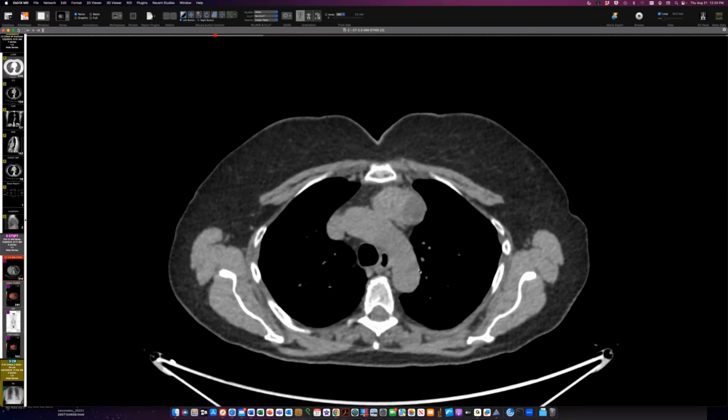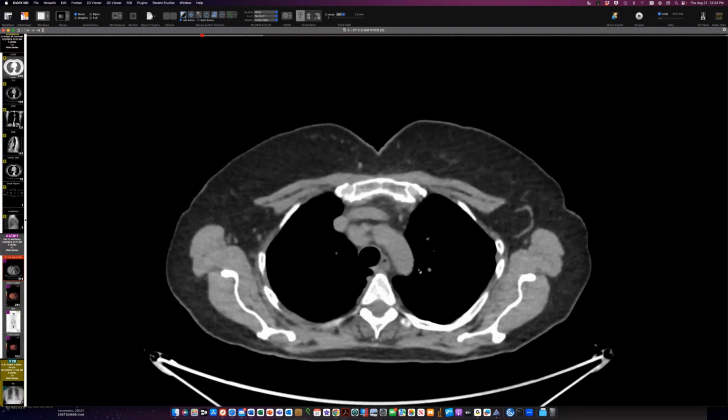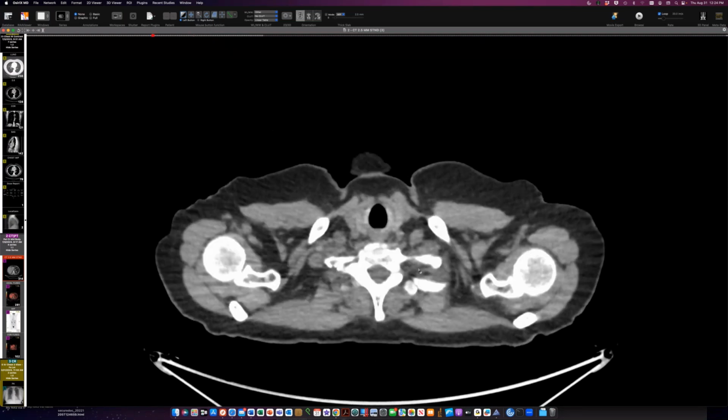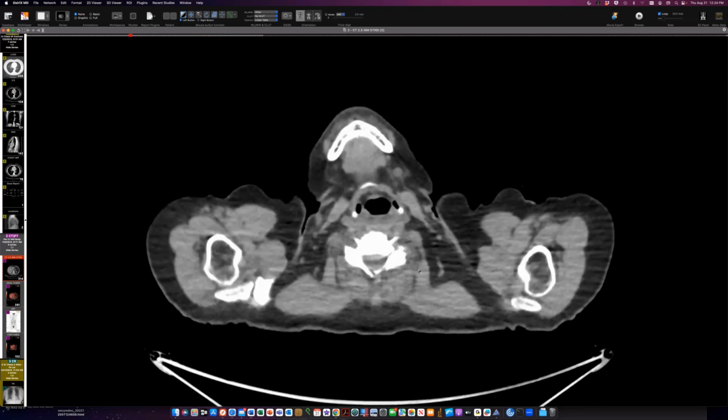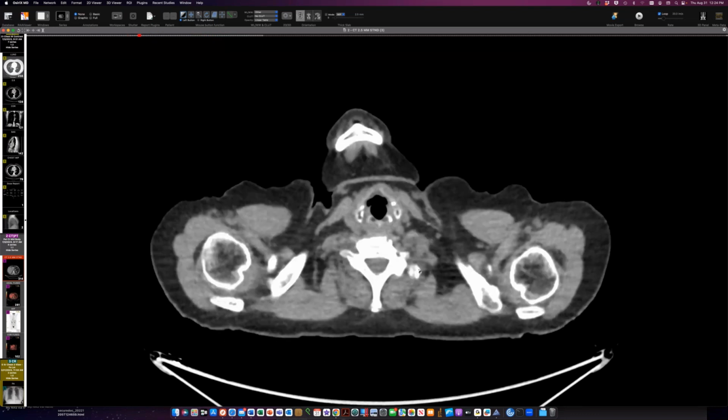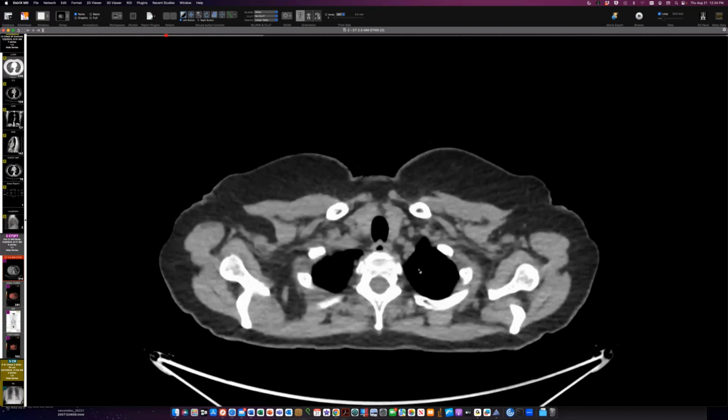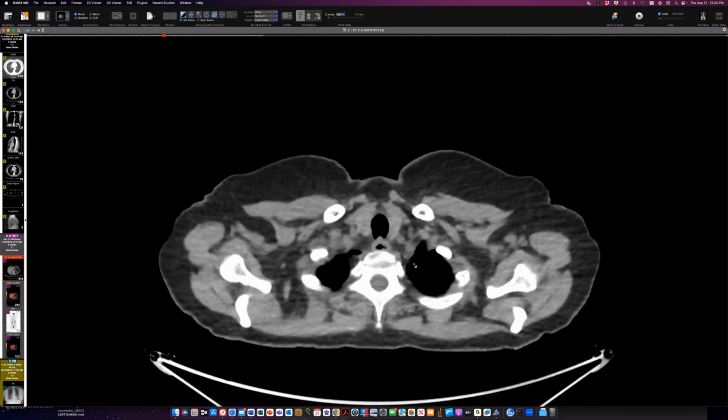Okay. And then it doesn't seem to communicate with a thyroid gland. Right, but I would say it's ectopic as opposed to a direct extension, because it looks about the same attenuation as the thyroid. Okay.